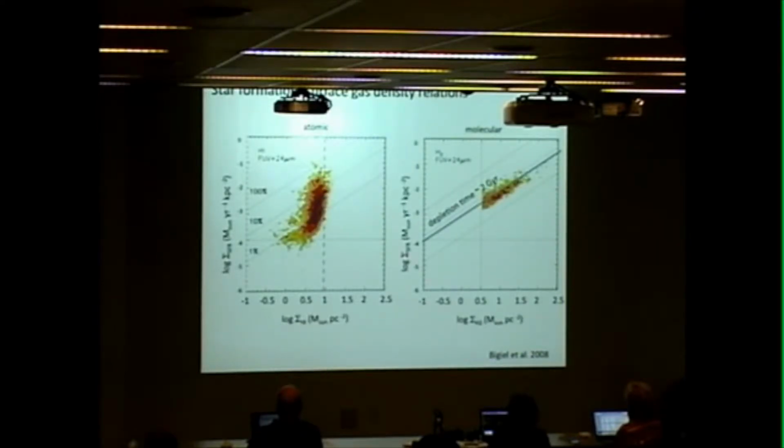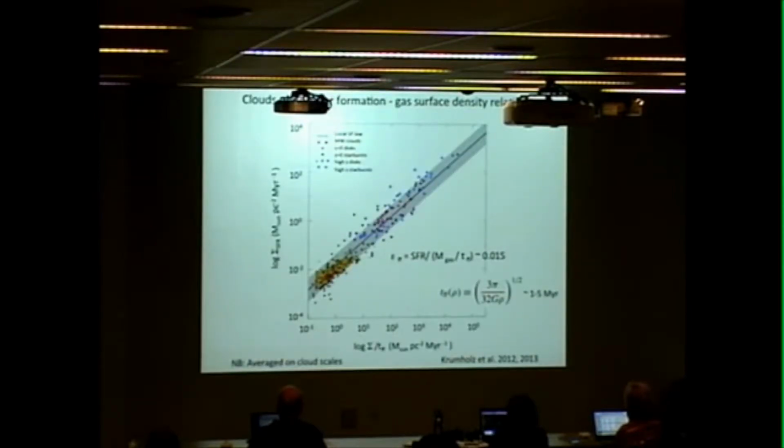Here is another way to do it. It's the same surface density of stars versus gas density. Here the gas density is split in H1 and H2, and you see that the correlation is actually much better with H2 than it is with H1. And I've told you that these were observations averaged on kiloparsec scale.